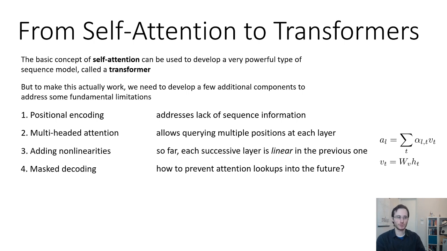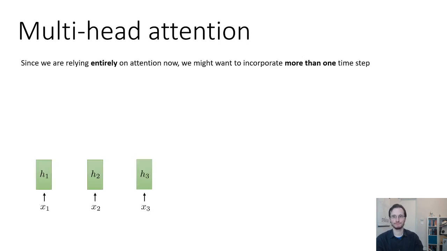Okay, so that's positional encoding. That's how we can basically fix this bag of words problem and make the self-attention actually aware of where the words are relative to each other. Next, let's talk about multi-headed attention.